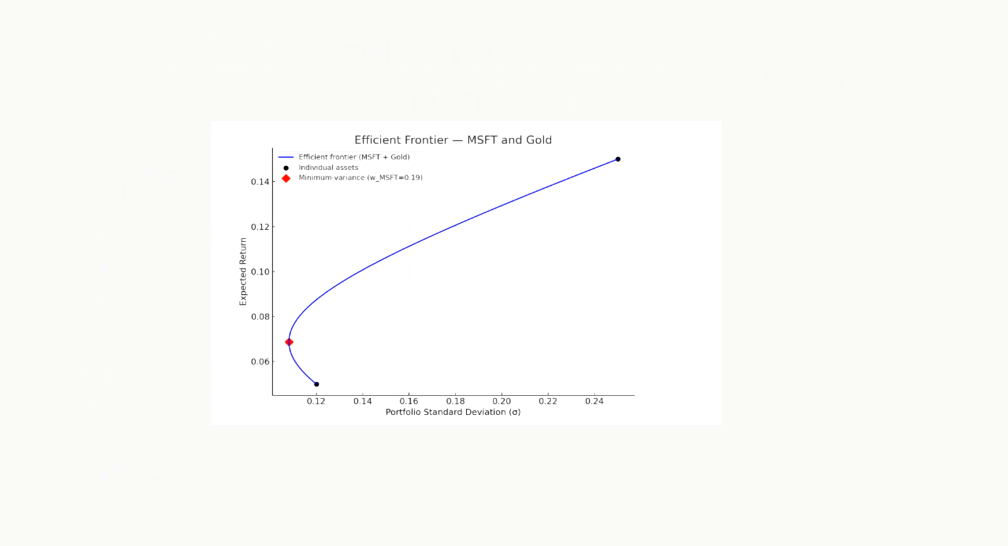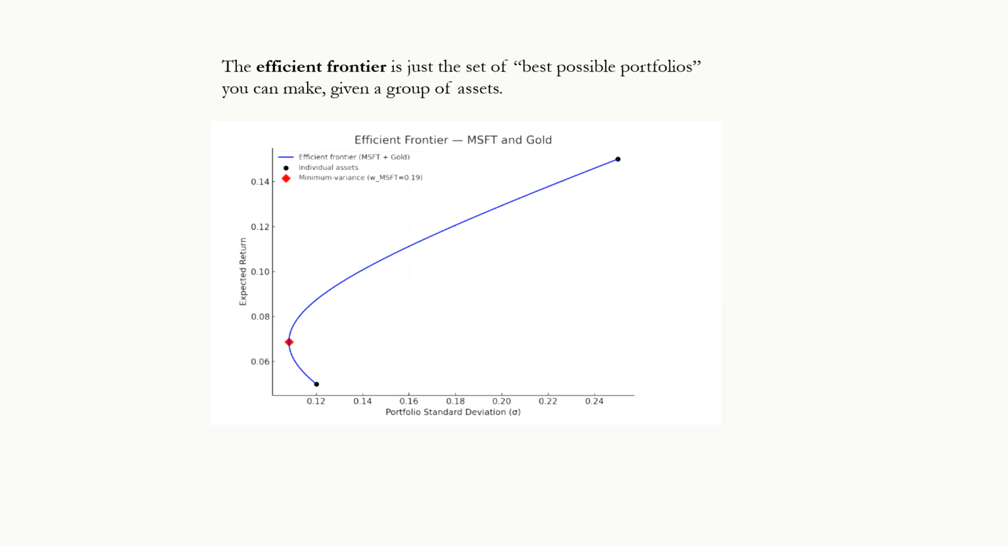Here's the efficient frontier. This is basically just a graph of the table that we saw earlier. And the efficient frontier is just a set of best possible portfolios you can make given a group of assets. Okay, so that's Microsoft and gold. Anything below the frontier is inefficient, and anything on the frontier is optimal, right? So that blue line is basically the best trade-off between risk and return.